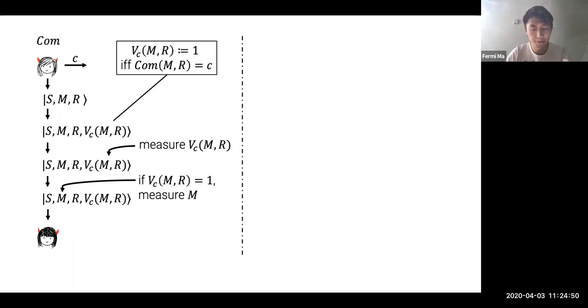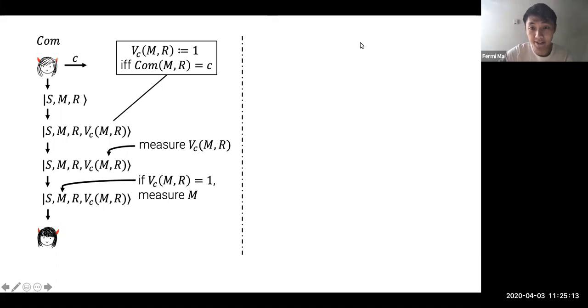Right? So if it's a perfectly binding commitment, then the moment you see that this measurement, this V sub C measurement, has turned to 1, we know that this M register is uniquely defined. And when things are uniquely defined, they're not in superposition, then you can measure them for free. It's not going to disturb the state at all.